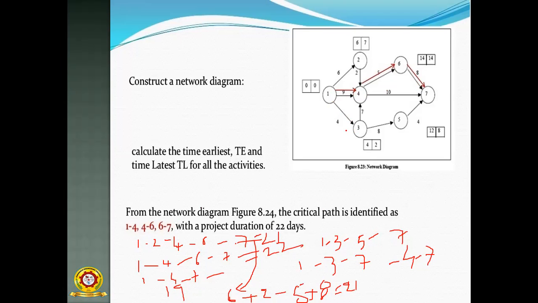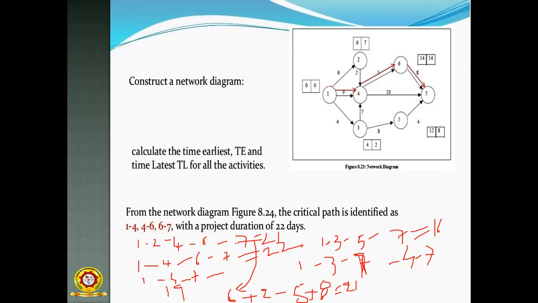So 1 to 3 is 4 and 3 to 5 is 8 and 5 to 7 is 4. This is the route. And 8 plus 4, 12, 12 plus 4, 16. So the value is 16. Then 1 to 3, 3 to 7 and 4 to 7. Sorry, 1 to 3. Okay, this is not there actually. So 1 to 3 and 3 to 4 and 4 to 7.